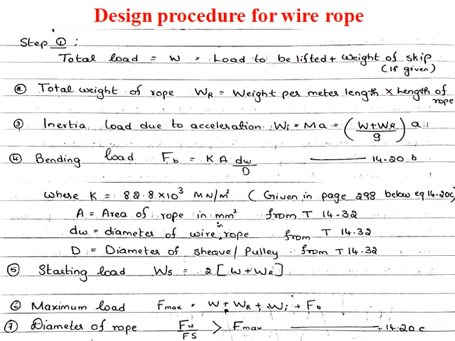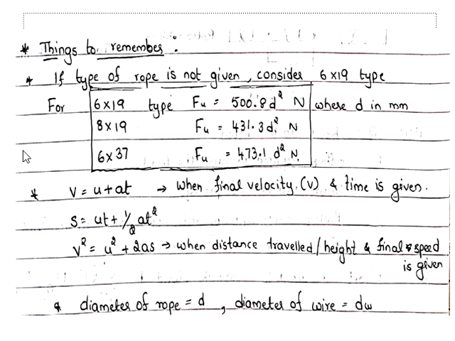There are certain things to remember before you solve problems. First one, if the type of rope is not mentioned in the question, the most commonly used type of rope is 6 into 19. So you can assume 6 into 19 type of rope if it is not mentioned in the question. And I told you the Fu value depends on the type of rope that we are using. For 6 into 19 type, the Fu value is 500.8 d square. For 8 into 19, it is 431.3 d square Newton. And for 6 into 37, the Fu value is 473.1 d square Newton. These values are not available in the Mahadevan data book, so you have to remember these values.